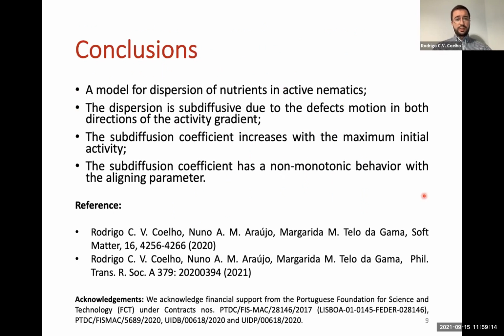So to conclude, we have presented a model for the dispersion of nutrients in active nematics, and we observed that this motion is actually subdiffusive due to the defects entering and leaving the active domain. And we also observed that this subdiffusion coefficient increases with the activity, and it is non-monotonic with the aligning parameter, which is related to the shape. This has an interesting conclusion: there is an optimal shape for the dispersion of nutrients in bacterial colonies.